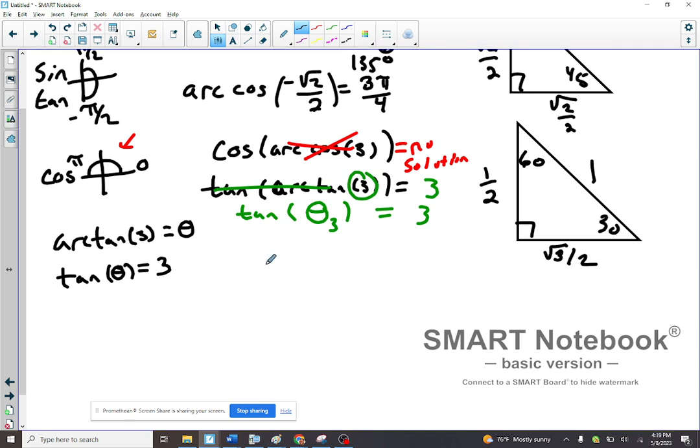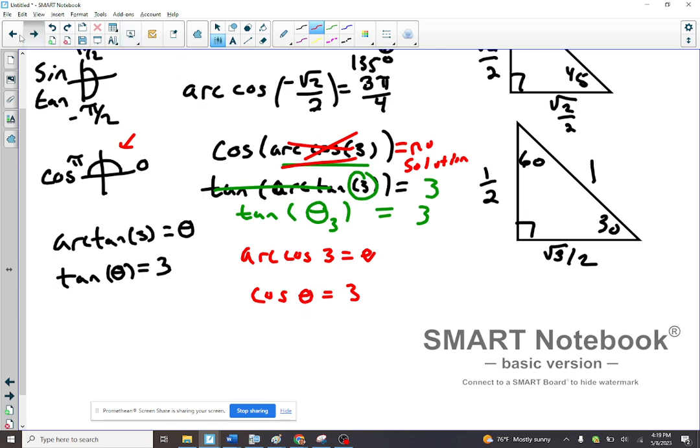What about cosine? Why did you get a no solution? Okay, cosine. This statement is saying, I'll do it in red, arc cosine of 3 equals theta. Which I'm saying, in other words, cosine of theta equals 3.